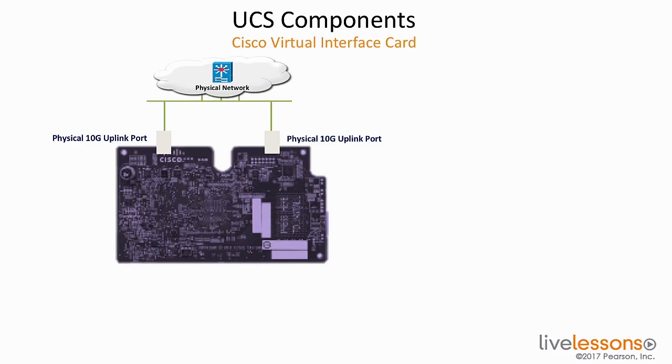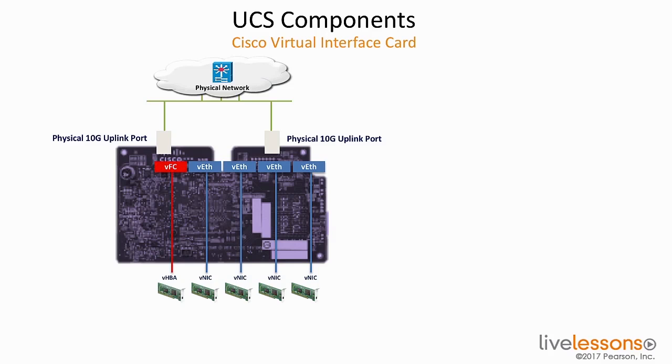So physically, I had two 10 gig connections to the physical network, just like most other network cards out there, but I could virtually create these virtual Ethernet adapters, as many as I wanted to, up to 256 for my application to use as I saw fit.